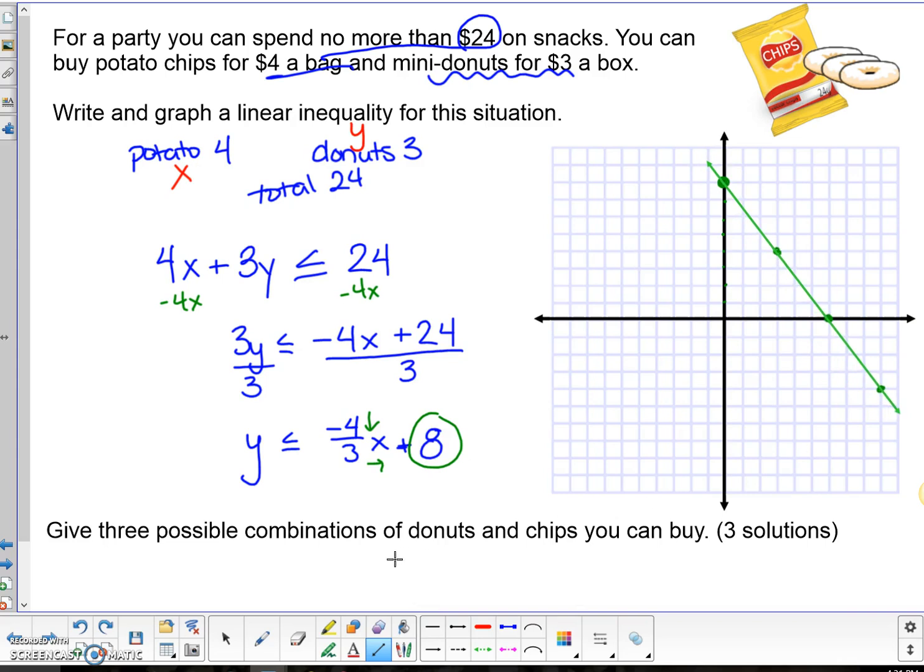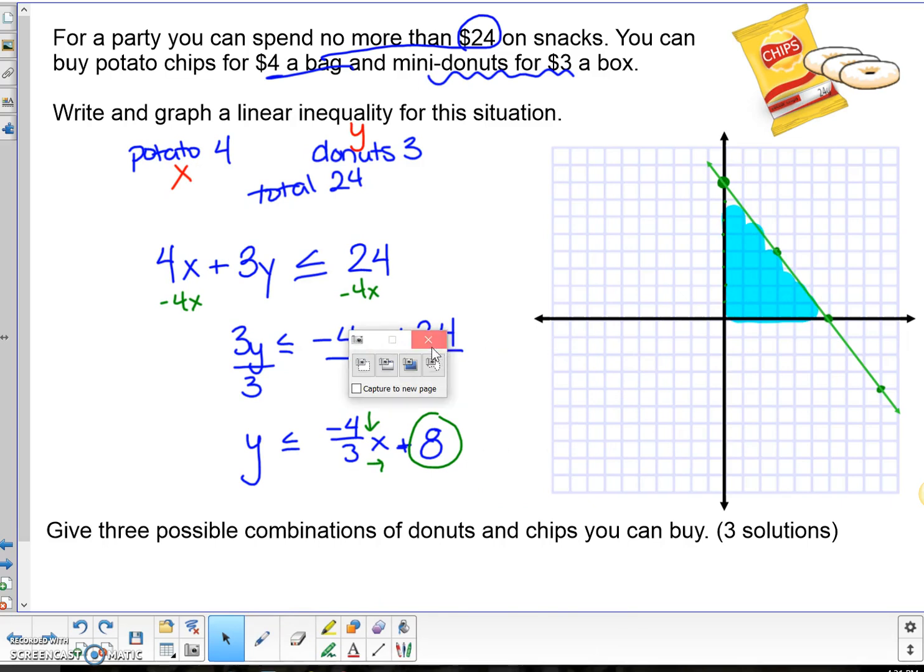Alright, there's my inequality graphed. I still have to shade though. When you're working with word problems, think of the reality. These are potato chips and donuts. Can you do a negative number of potato chips and donuts? No. So I'd encourage you to stick just in the first quadrant for most word problems. Think about it logically. So y is less than, so I know I'm shading lower than my line. So this is the area I want to shade. Everything smaller than my line.